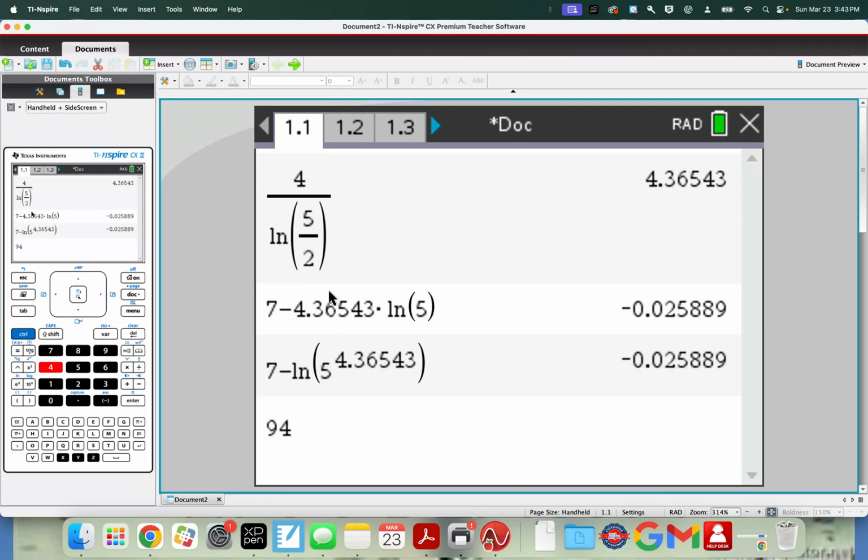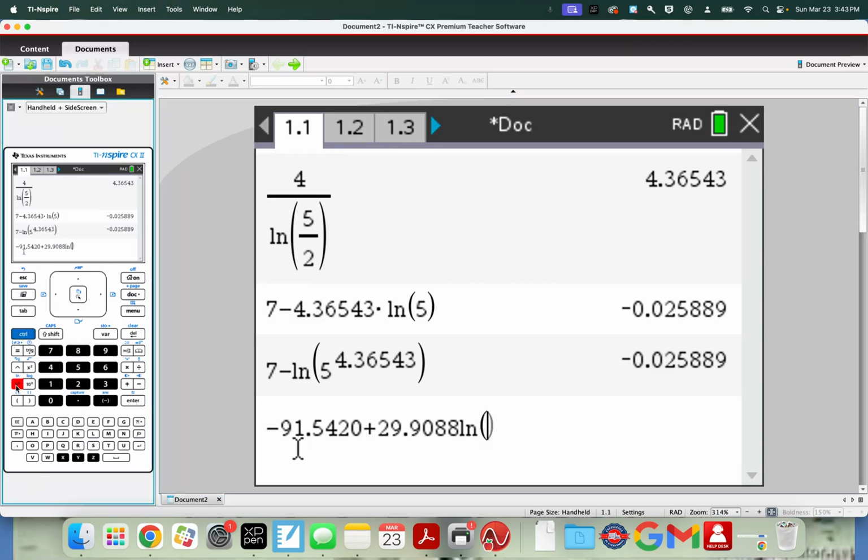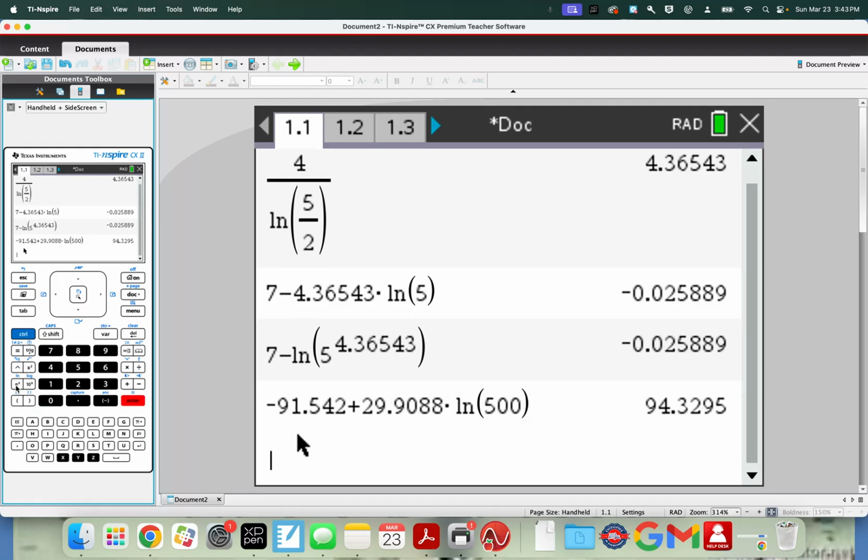So 94 point, oh wait, let's try that again. Negative 91, sorry, 0.5420 negative, weird. Okay, plus 29.9088 times the natural log of 500. And that should be 94.3295. So that should be my answer.